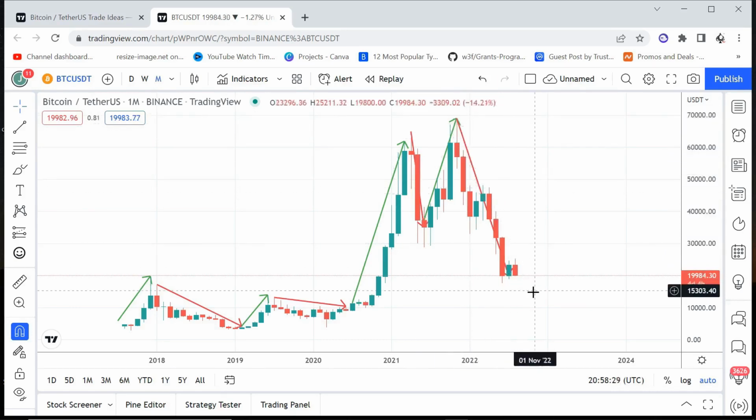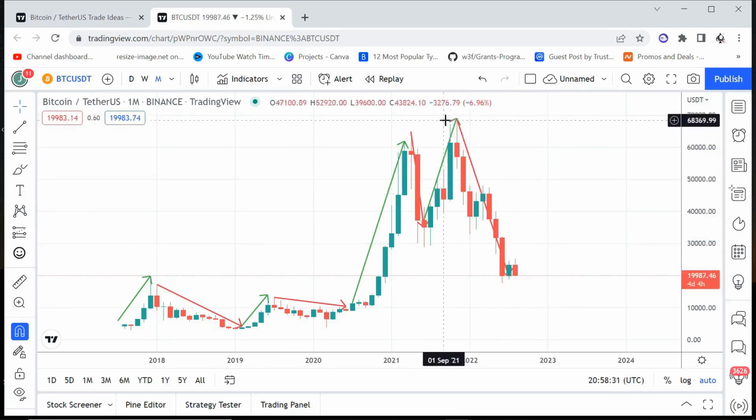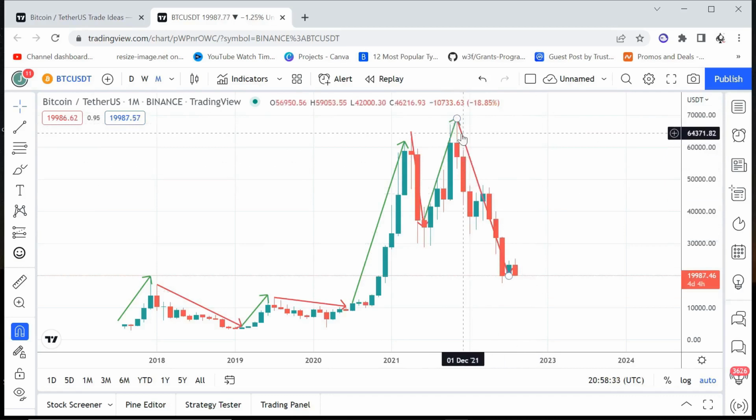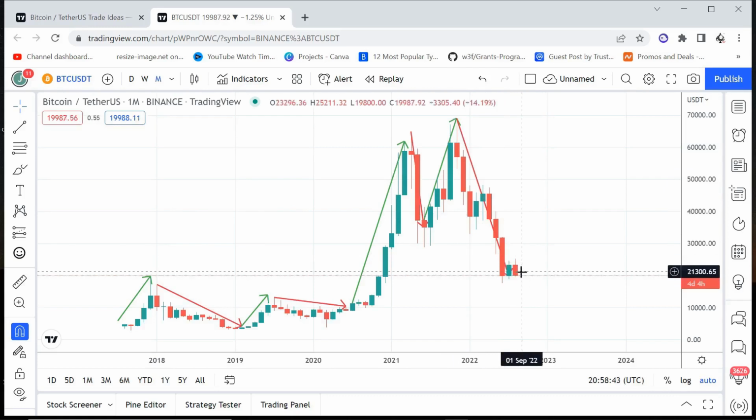Now that we've seen that we're in a bearish market from the monthly candlesticks, I want to know, when is this going to end? When is this downtrend going to end? Is it going to end this month or next month? So we have to look down at lower time frames.